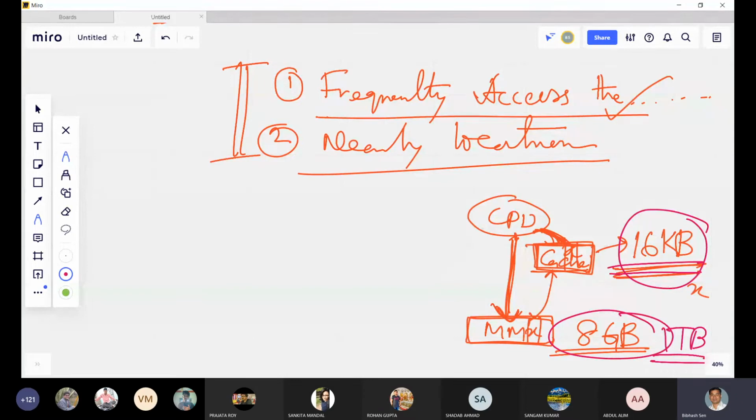Okay, no problem. So it is coming, KB. Why is the cache memory expensive? The reason is the expense. First thing is the expense. The technology differs.